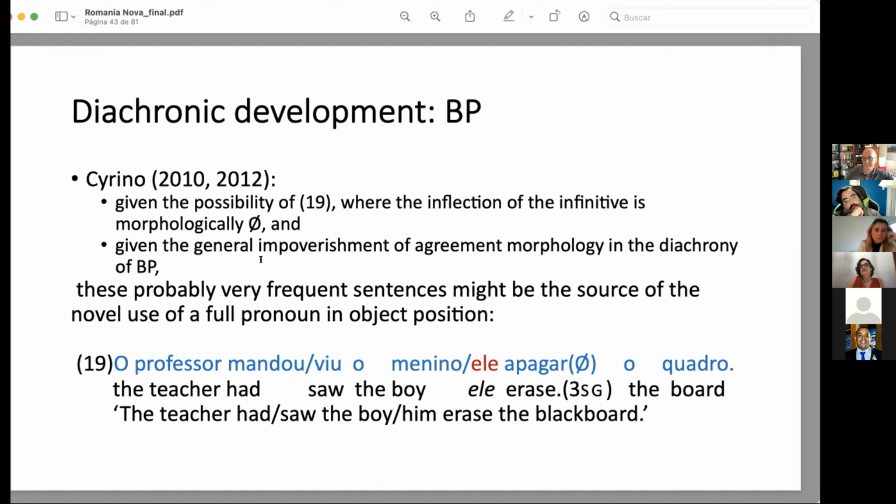I mean, maybe not ellipsis, maybe it's a small pro, like Uriagareca and other people a long time ago proposed for this structure of the clitic, and then maybe it has these different properties because of that. It's not really ellipsis, it's just like a pronoun. I don't know, I haven't really thought about this more deeply.